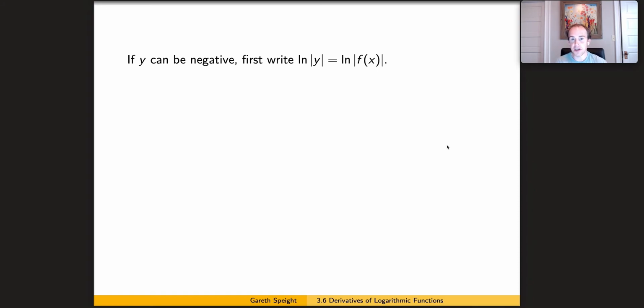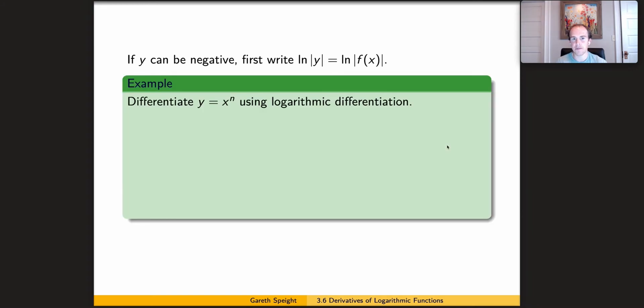And then if we differentiate both sides from here, remember that the derivative of ln absolute value x is 1 over x. So basically when you do the differentiation, nothing changes because you can use the fact that the derivative of ln absolute value is just 1 over x, okay, for all x.